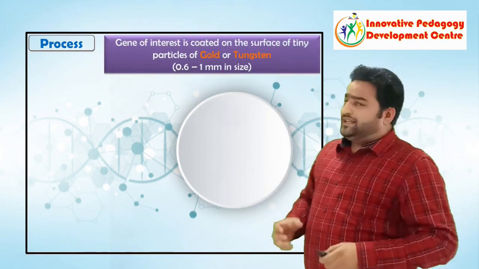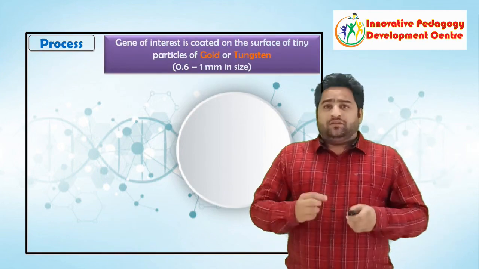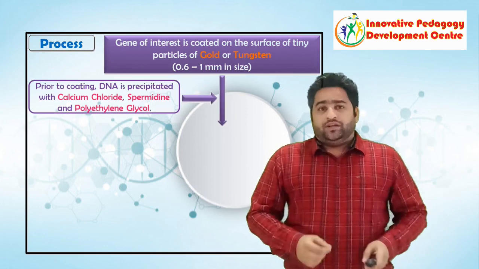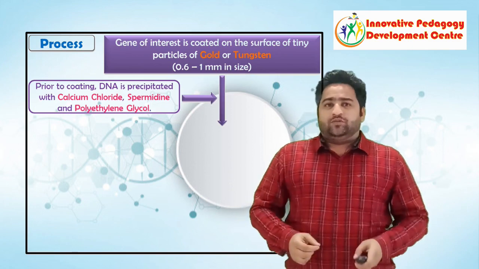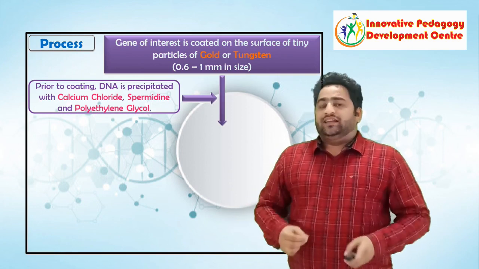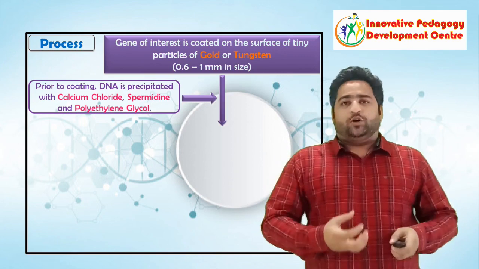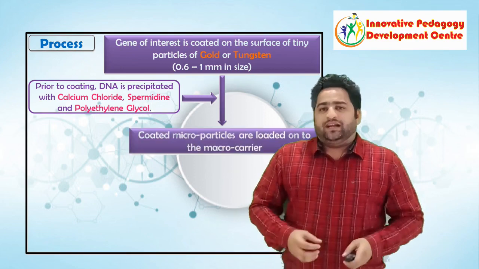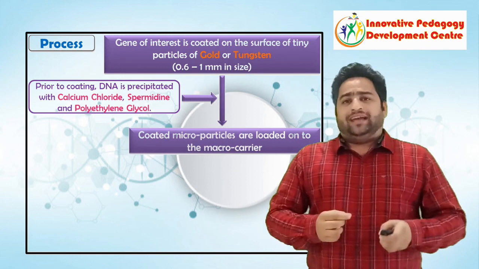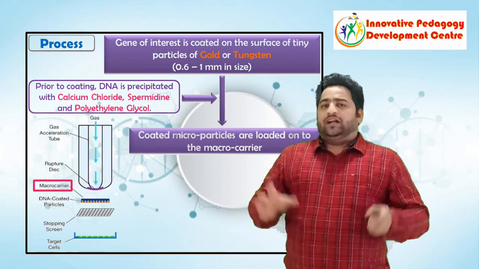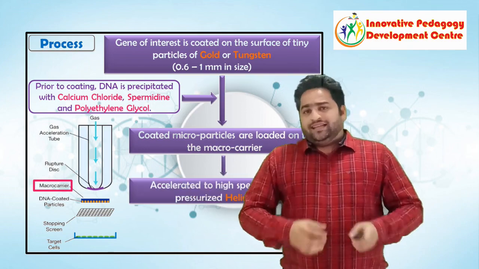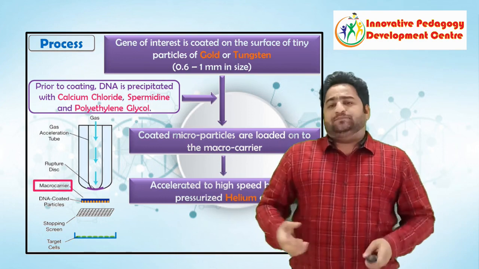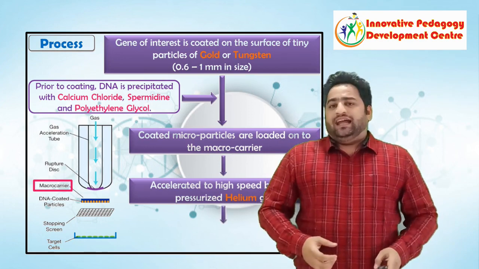So in the process, what we do is we take the gene of interest and we coat the surface of tiny particles of gold or tungsten. But prior to coating, DNA is precipitated with calcium chloride, spermidine, and polyethylene glycol. This increases the cohesive and adhesive property of DNA for the gold or tungsten particle. Then these coated microparticles are loaded onto the macrocarrier. That macrocarrier is the most important part of this process. Then we accelerate this macrocarrier at high speed using pressurized helium gas, and we can get finally the transformed plant cell.